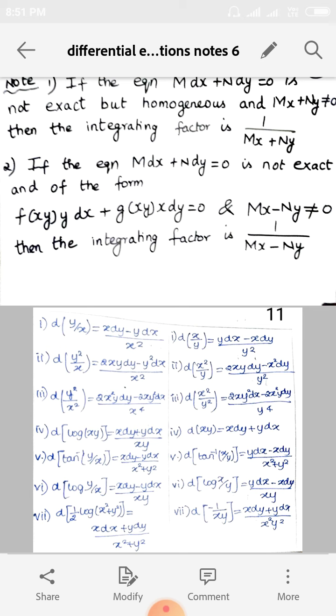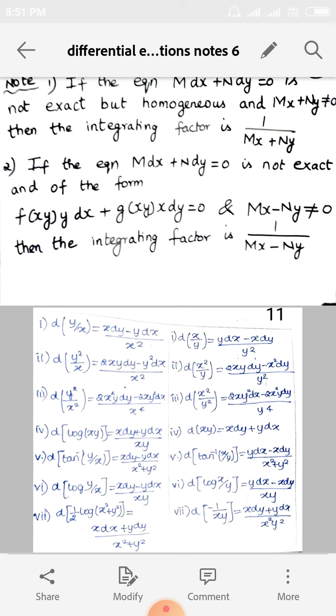See the formulas. What's the formula? Differentiation of y by x, dy minus y dx by x square. Differentiation of x by y, dx minus x dy by y square. And differentiation of y square by x. And differentiation of x square by y. And differentiation of y square by x square. Differentiation of x square by y square. These are all the simple key formulas used to find the integrating factor.